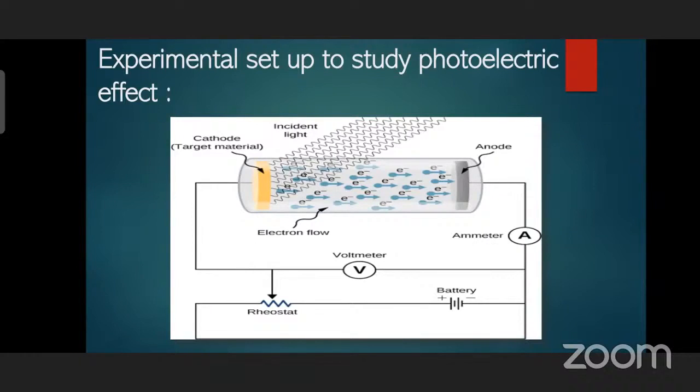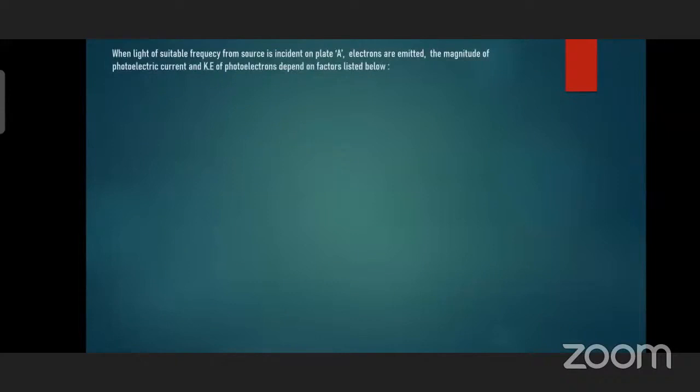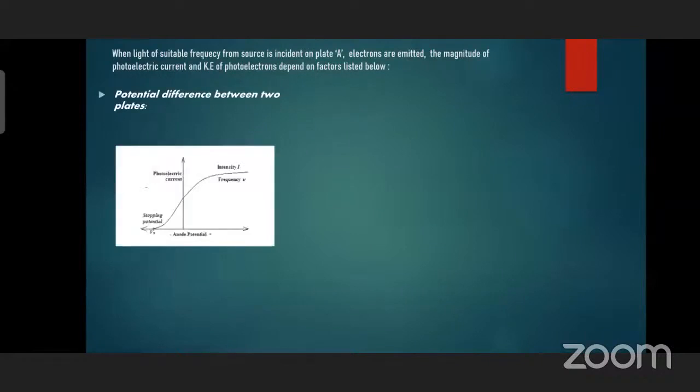Now let's see what happens when radiation is incident on the metal surface. When light of suitable frequency from the source is incident on the metal plate, electrons are emitted. The magnitude of photoelectric current and kinetic energy of photoelectrons depend on many factors. The first is the potential difference between the two plates. When radiation of constant intensity and a given frequency is incident on the photosensitive surface, photoelectrons with kinetic energy ranging from 0 to a maximum value are emitted. If the potential of anode B is made positive and increased gradually, the current reaches a saturation value.